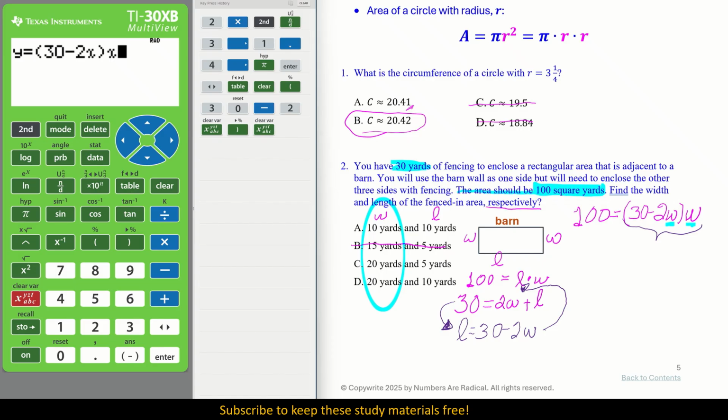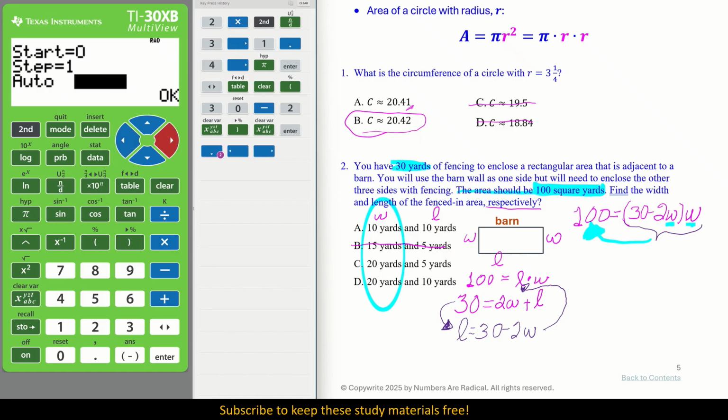So what's the trick? The trick is when you're looking in your calculator, you see when whatever the value W is, which is our X, is going to equal 100. So let's push enter. And see how I have ask highlighted? I'm going to go down. You could go to auto or you can go to ask. I will use ask here.